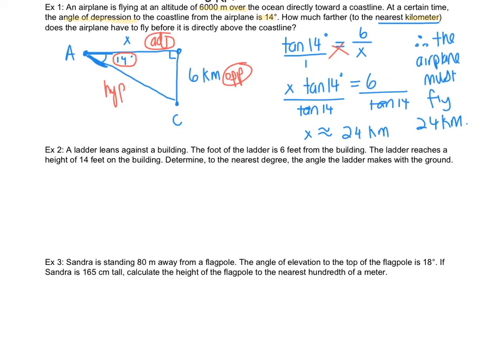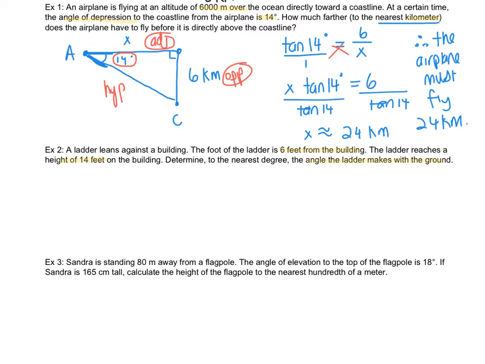All right, a ladder leans against a building. The foot of the ladder is 6 feet from the building. The ladder reaches a height of 14 feet on the building. Determine to the nearest degree the angle the ladder makes with the ground.